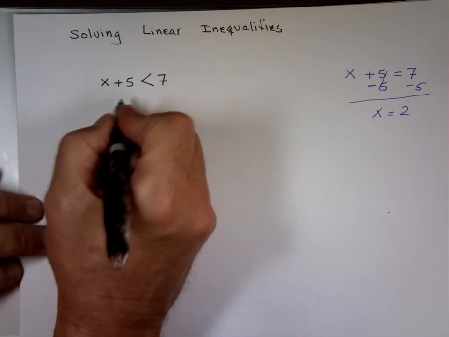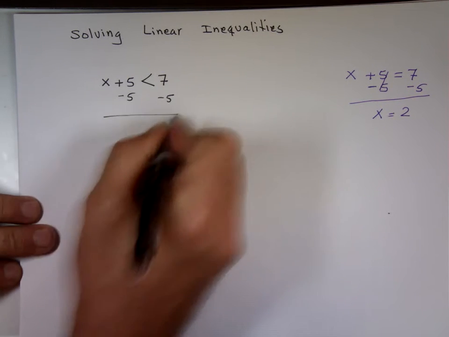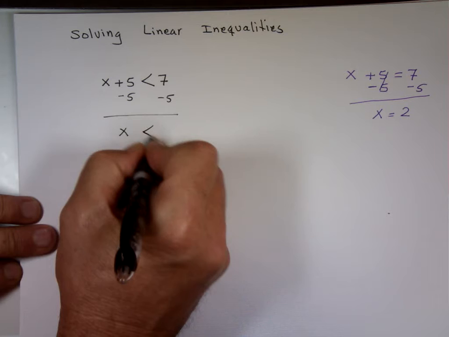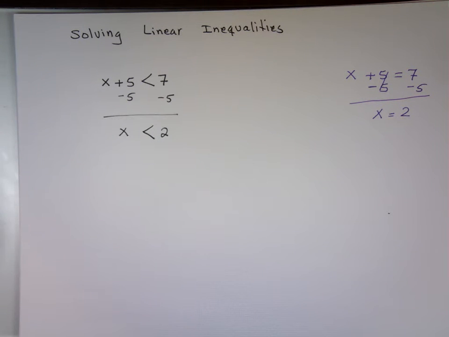We can subtract the 5 from both sides, and you'll have x, instead of equal, it's going to be less than. What is 7 minus 5? 2. That's your answer. That's it.